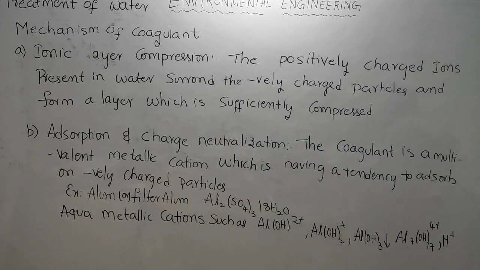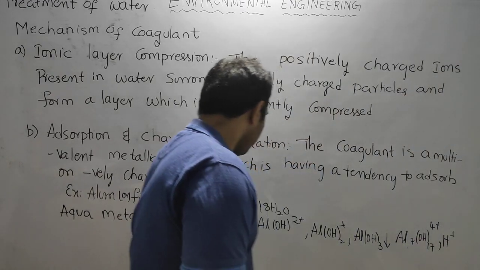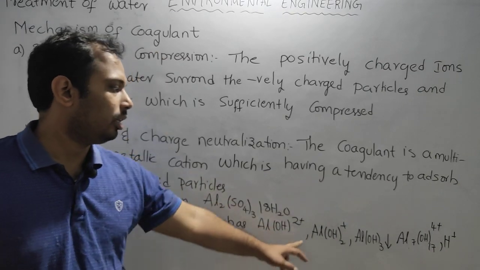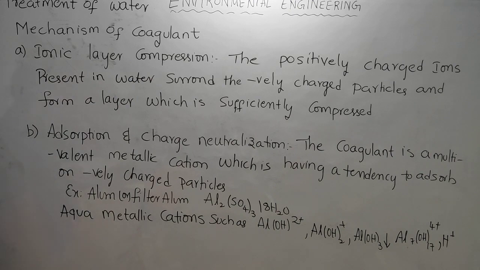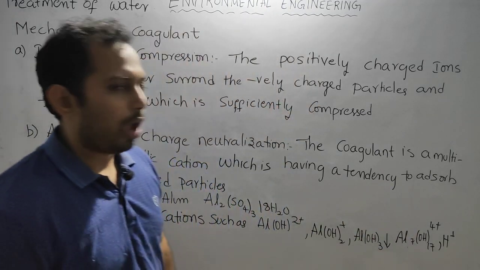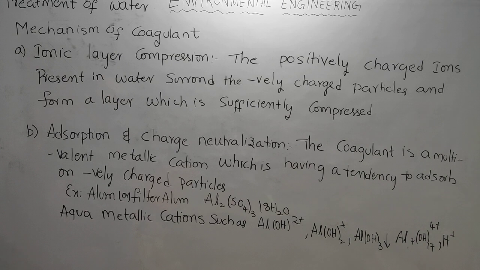These are the different molecules that will form when a coagulant like filter alum is added to water. Now, these are all multivalent metallic cations. These are all positively charged, so more positive charge is there, which will help us neutralize the negatively charged particles. So we need more charge. That is why we use coagulants like aluminum and iron. They have more charge. So this is nothing but adsorption and charge neutralization.